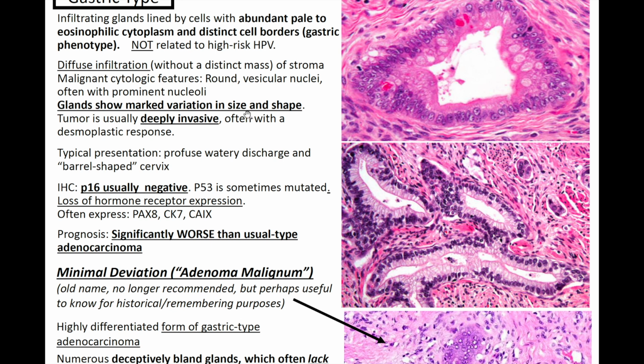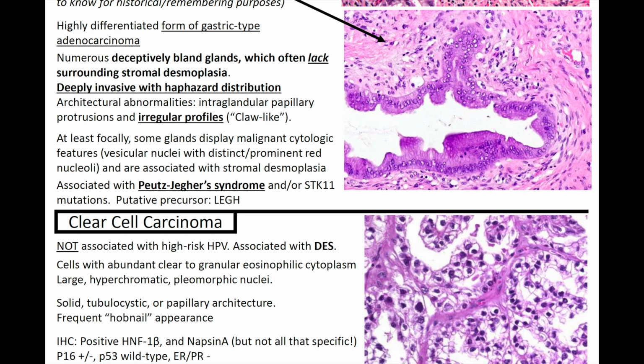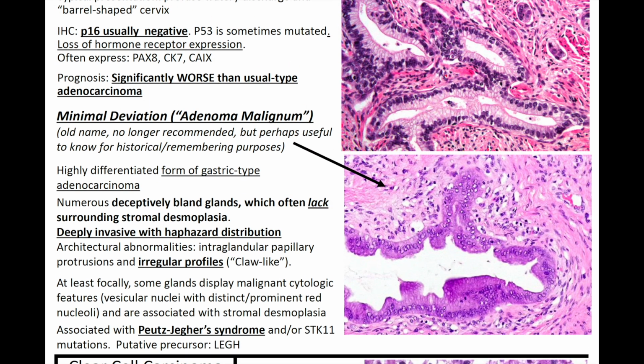often with a desmoplastic response. The typical presentation is profuse, watery discharge and barrel-shaped cervix. And for IHC, you're going to have P16, which is usually negative, and P53 is sometimes mutated with loss of hormone receptor expression, and they often express PAX8, CK7, and CEA. The prognosis is significantly worse than usual type adenocarcinoma, and you can have minimal deviation or adenoma malignum. This is the old name, so no longer recommended, but perhaps useful to know for historical purposes.